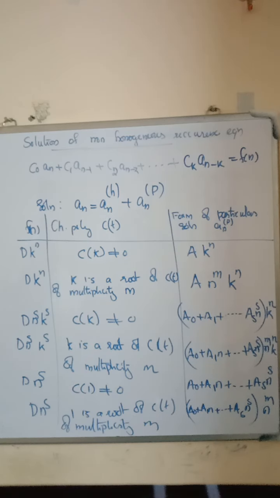Now we are discussing the solution of non-homogeneous recurrence relation. Non-homogeneous recurrence relation is of the form C0 an plus C1 an minus 1 plus C2 an minus 2 plus etc. plus Ck an minus k equal to f of n, where the right hand side f of n is not equal to 0. Then that equation becomes non-homogeneous.